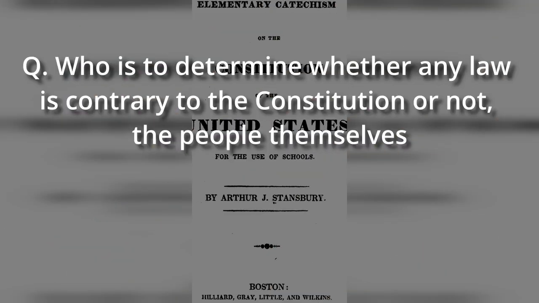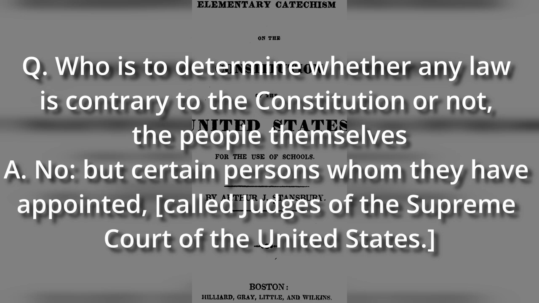Some of the questions forced me to examine my understanding of the Constitution and make sure I could justify my position. For example, one question is, who is to determine whether any law is contrary to the Constitution or not? The people themselves? No, but certain persons who they have appointed, called judges of the Supreme Court of the United States. This answer is only partially correct.